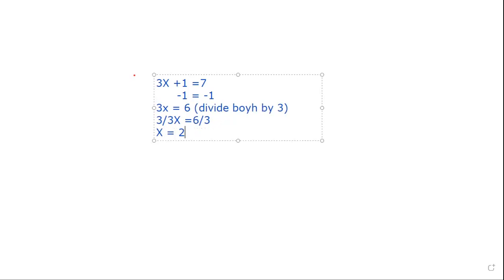So again, we have 3x plus 1 equals 7. So we will make the undo operation. And instead of positive 1, I'm going to subtract 1 from both sides. Then 3x equals 6. Undo the operation. 3x, it's multiplication, so you are going to make division. So it will be divided by 3 on both sides. Then x equals 2. Any questions so far about this? Any questions? No.